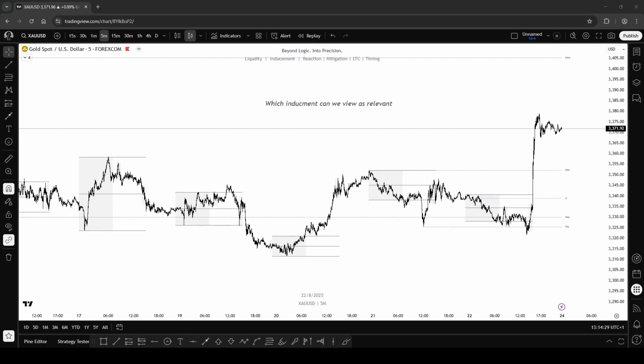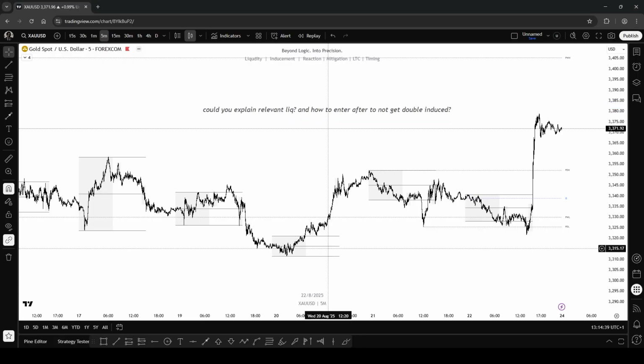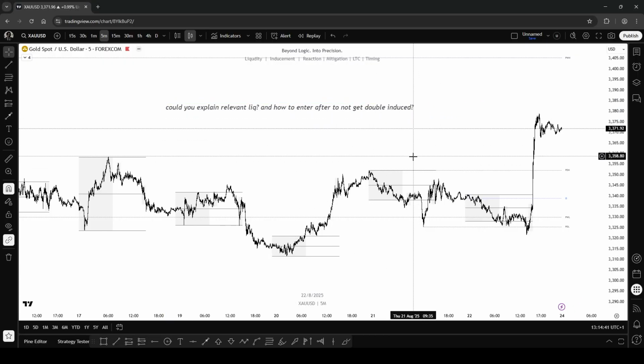Relevant liquidity. Okay, if Sango can explain this one, that is going to be really good, the relevant liquidity, because he's good with that stuff, right? Can you hear me, bro? Okay, we can't hear you. Let me just start him.